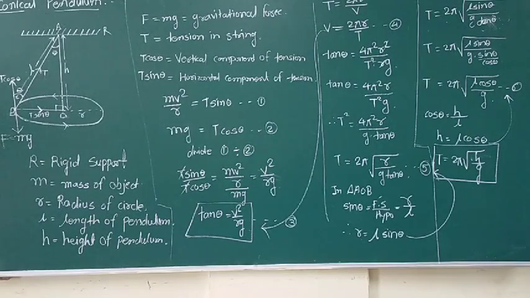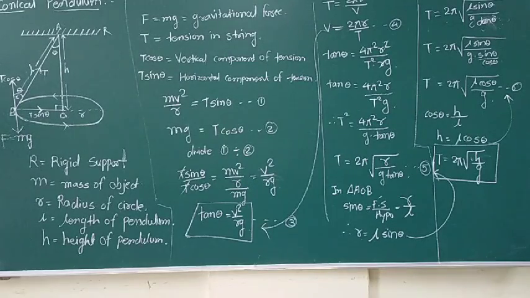What is centripetal force? The force which is directed towards the center is known as centripetal force. The formula for centripetal force is mv square upon r. So mv square upon r is equal to the horizontal component, that is T sin theta. The weight F is equal to mg, the gravitational force directed downward, and this can be balanced by the vertical component, T cos theta. So mg is equal to T cos theta.